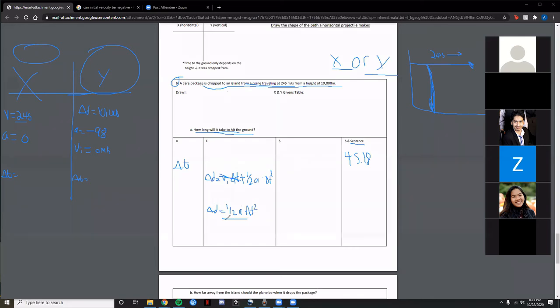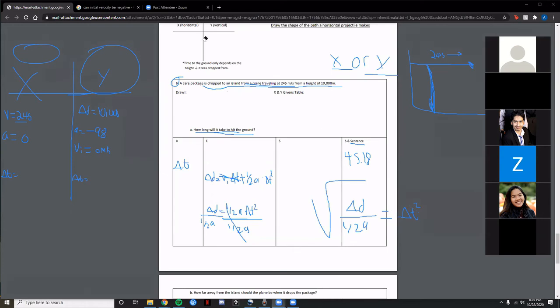Divide this side by 1/2 of A. You do 1/2 of A because the 1/2 belongs to A. That's the way it works. So now we have delta D over 1/2 of A equals T squared. To get T, you have to square root it to cancel it out. So you get the square root of delta D over 1/2 of A equals delta T. So now all we have to do is plug and play.